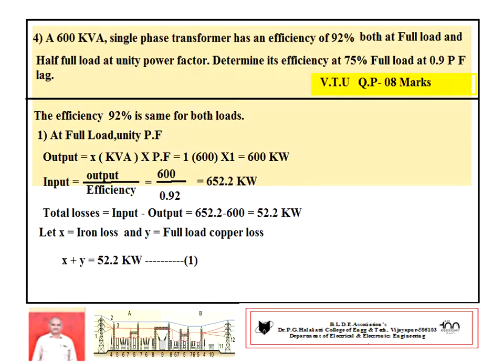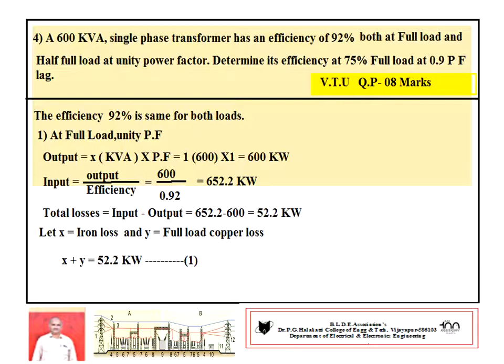One more important problem: a 600 kVA single phase transformer has an efficiency of 92% both at full load and half full load at unity power factor. Determine its efficiency at 75% full load at 0.9 power factor lag. This is a very important problem. It is also asked in the question paper. So here we have to calculate iron loss, copper loss, then we have to go for calculation of efficiency at the given load.